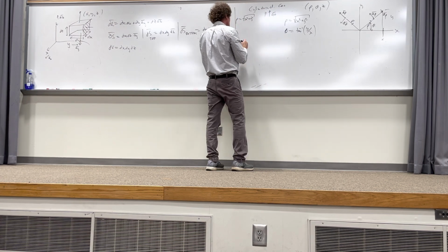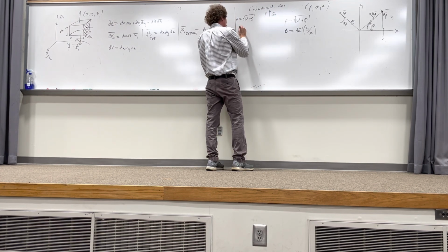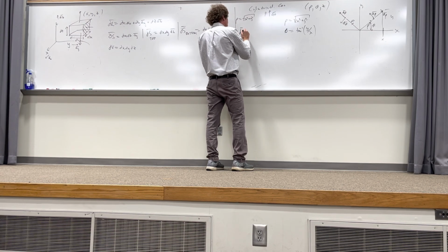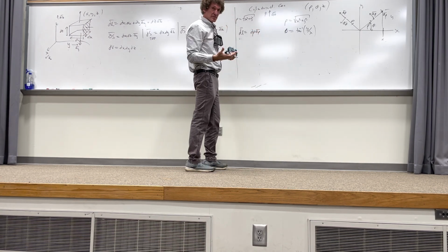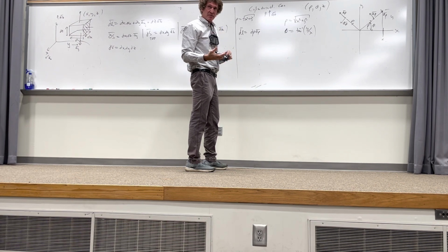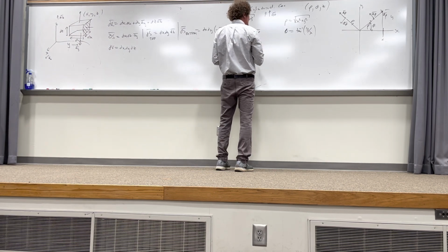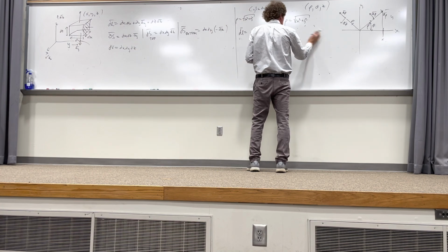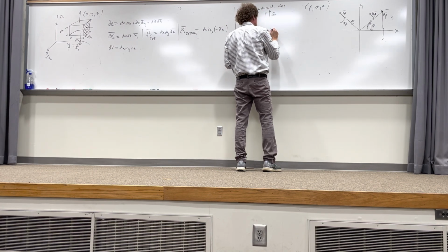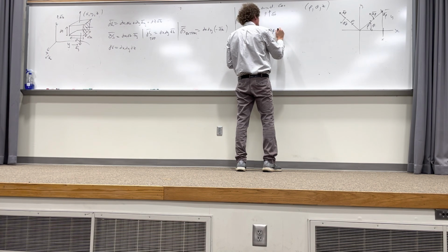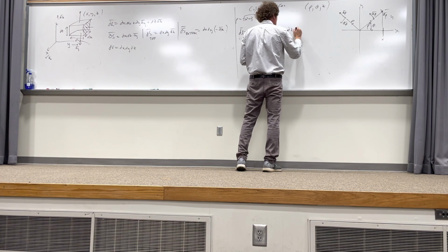I'll leave those there. But the differential length looks like simply d rho, a rho, which is nice. But now the next one's a little different. Then I add on rho d phi, a phi, plus dz, az.